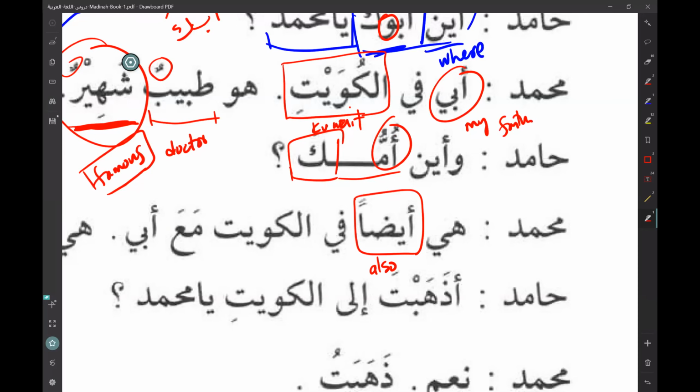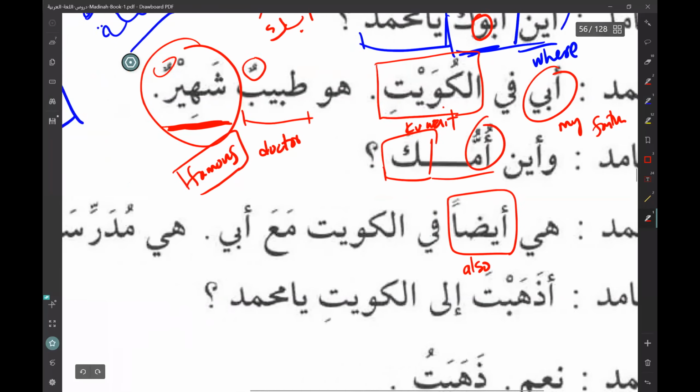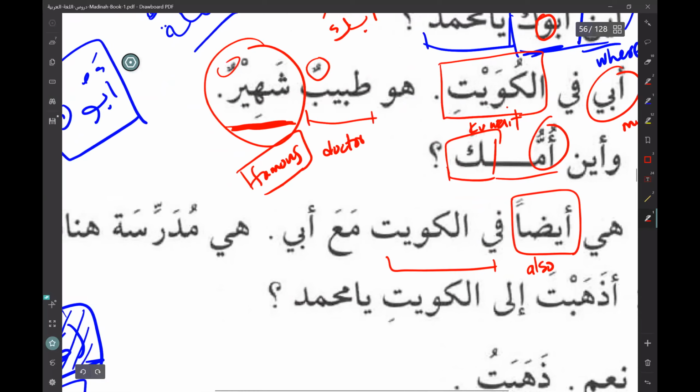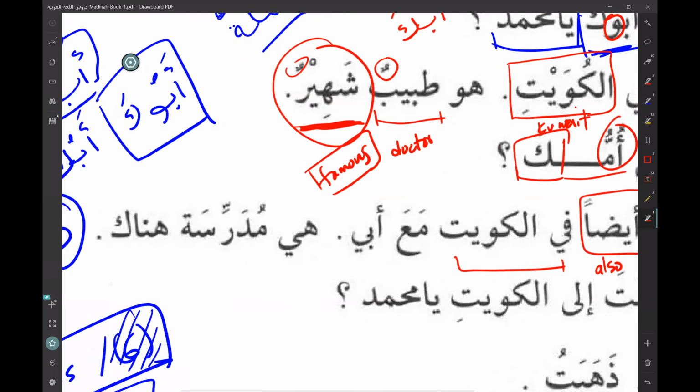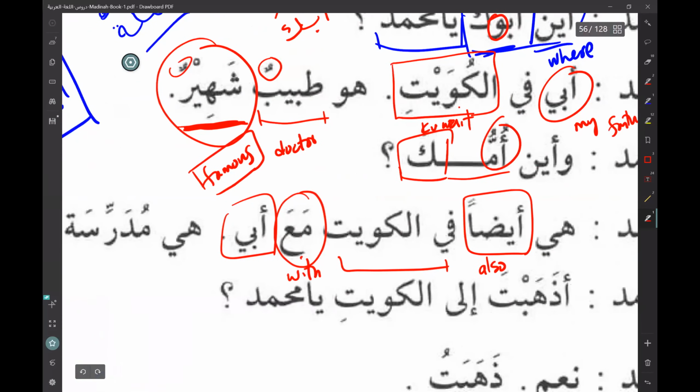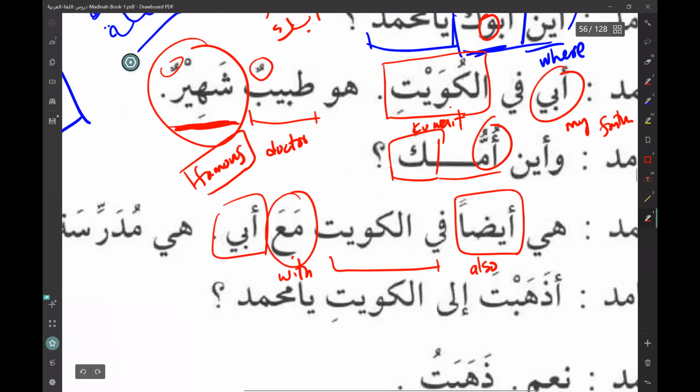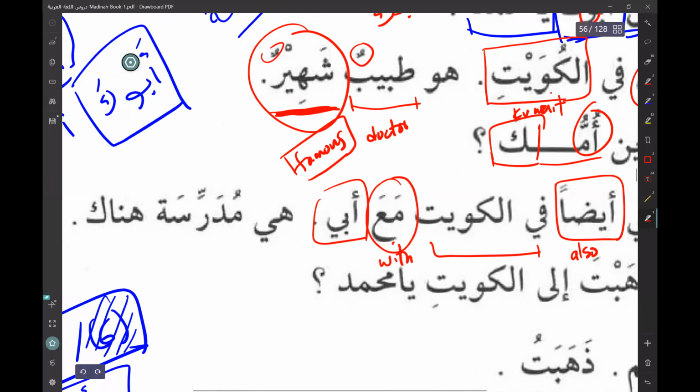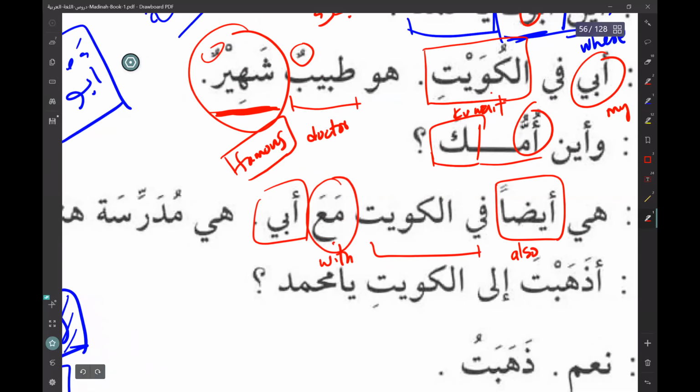Yes, good, you're getting it. Before, you told me that you didn't know what aidan meant. Jayyid. See, it's helping. She is also fil Kuwait, she is also in Kuwait, right? Ma, with, a preposition. Abi, with my father. Remember, in the beginning you just translate word by word. Here: she, aidan, also, fi, in, Kuwait, ma, with, Abi, my father. Then glue them together and fix your English grammar. I'll leave those things for you.